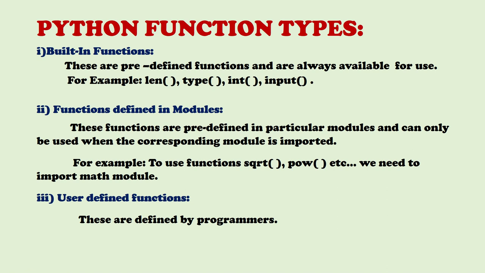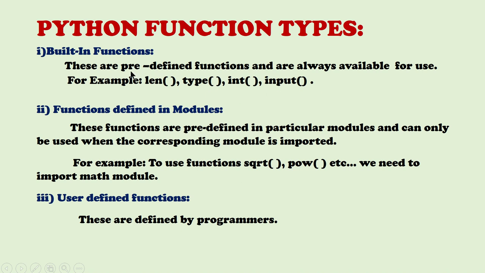Children, now let us understand different types of functions in Python. There are 3 different types of functions in Python. The first one is built-in functions. From the name itself you will be able to understand built-in. These are predefined functions and are always available for use, right? For example, len, type, int, input. These functions we use very frequently while writing any Python program.